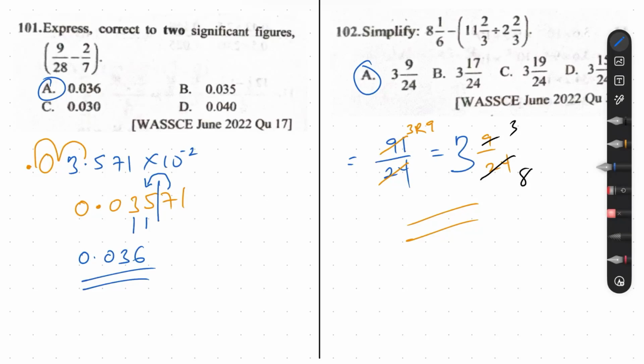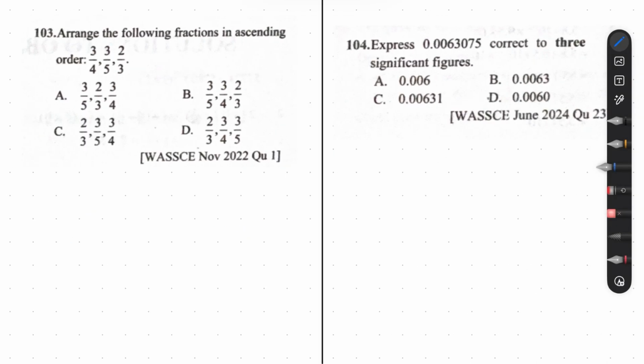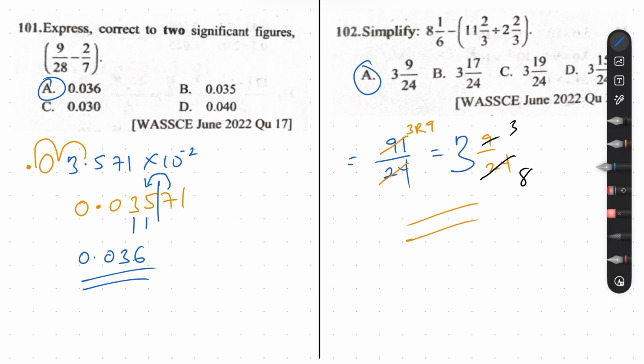Before we start with question 103 in this session, I want us to go back to 102 because we made a mistake right here. If we have 91 over 24, then we cancel out. 24 goes into 91 how many times? 3. The remainder is going to be 19. Here we made a mistake and put 9, so it is wrong.